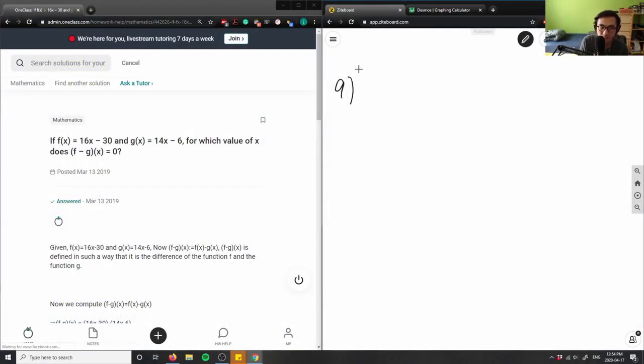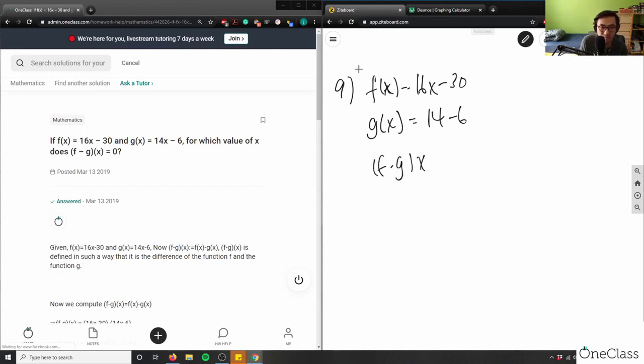So if f of x equals 16x minus 30, and g of x is 14x minus 6, for which value of x does f minus g of x equal 0? This is not a composite function, but I'm putting two functions together, right? I have f minus g of x, which means f of x minus g of x.